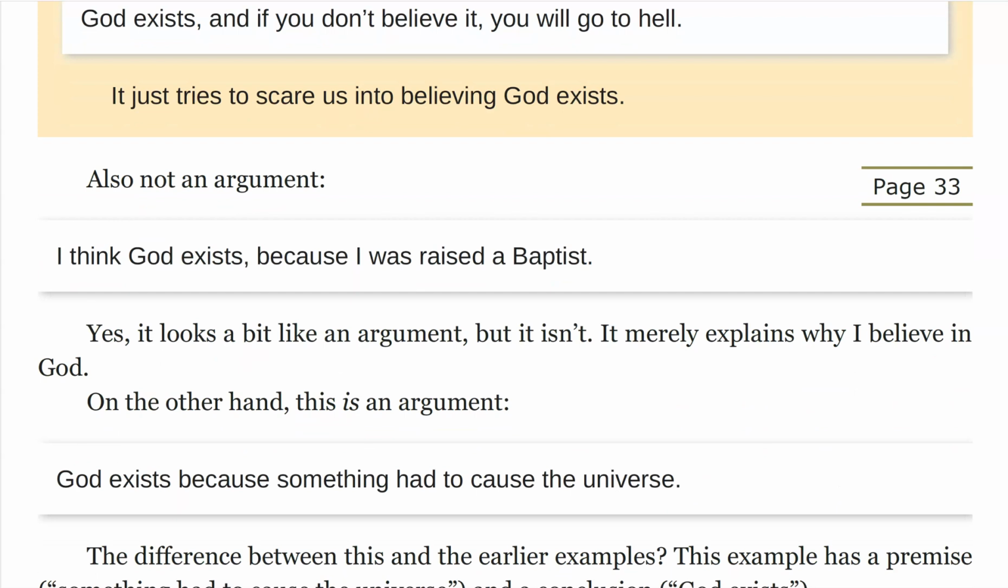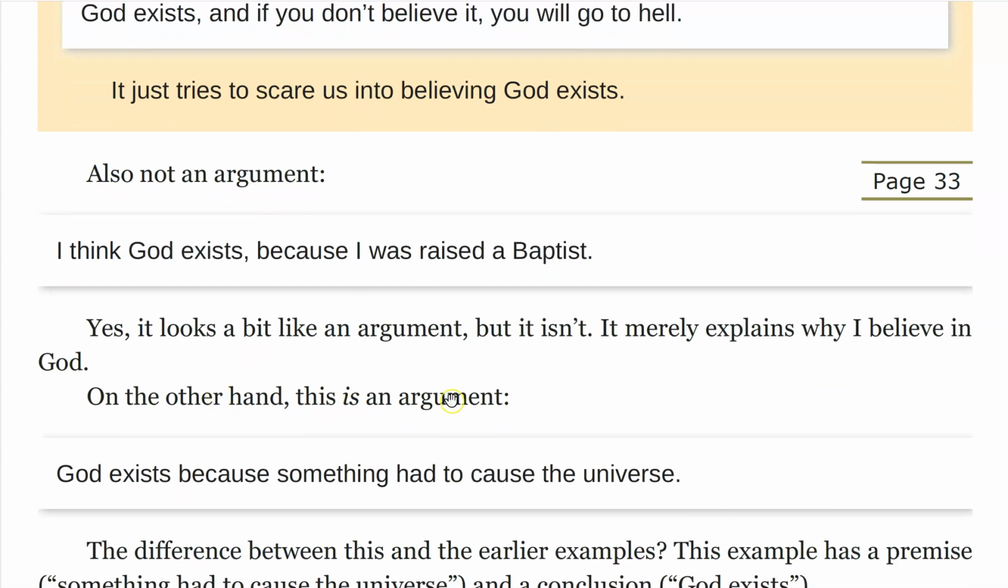On the other hand, this is what I was excited about, this is an argument. God exists because something had to cause the universe, right? And we can see that they're structurally similar. They've got this because in there, right?